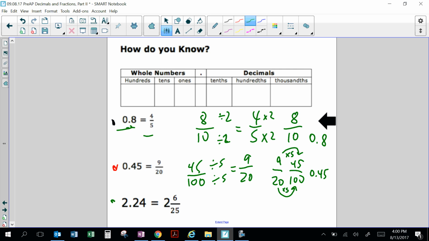And last but not least, the hardest one, 2 and 24 hundredths. If I simplify this by dividing both the numerator and denominator by 4, I get 2 and 6/25. And again, I can build it up by using place value. Multiply the numerator and denominator by 4 and get 2 and 24 hundredths.